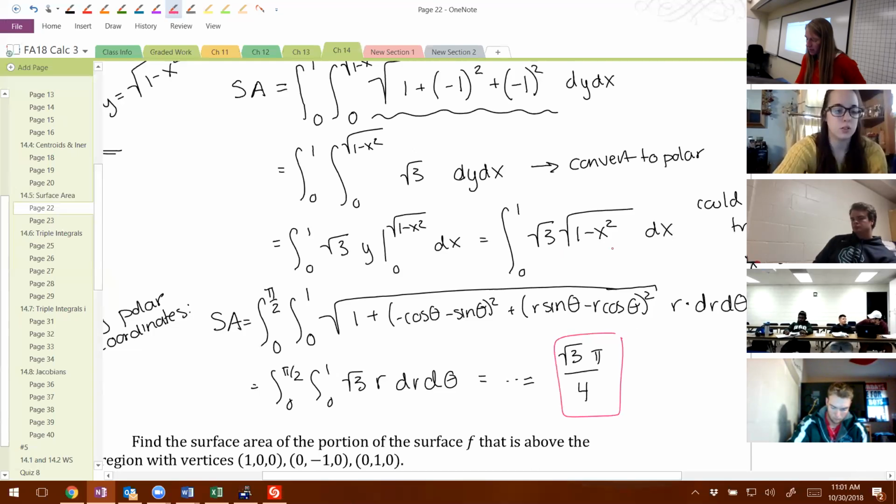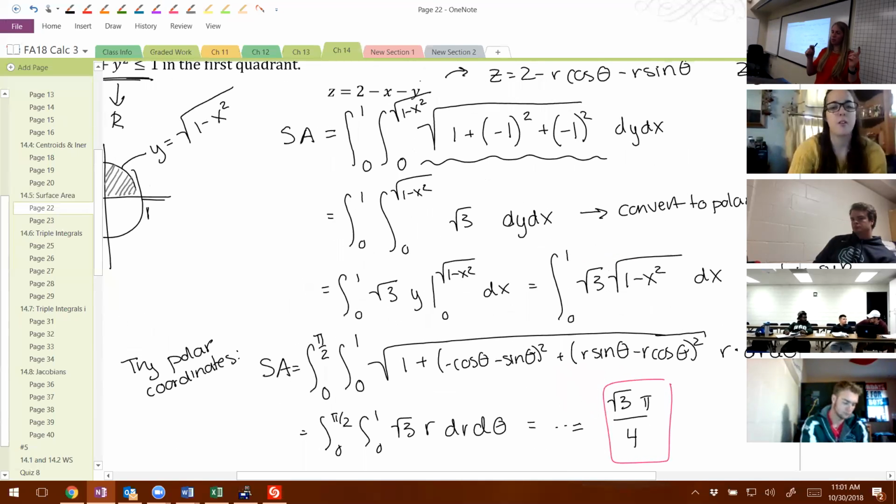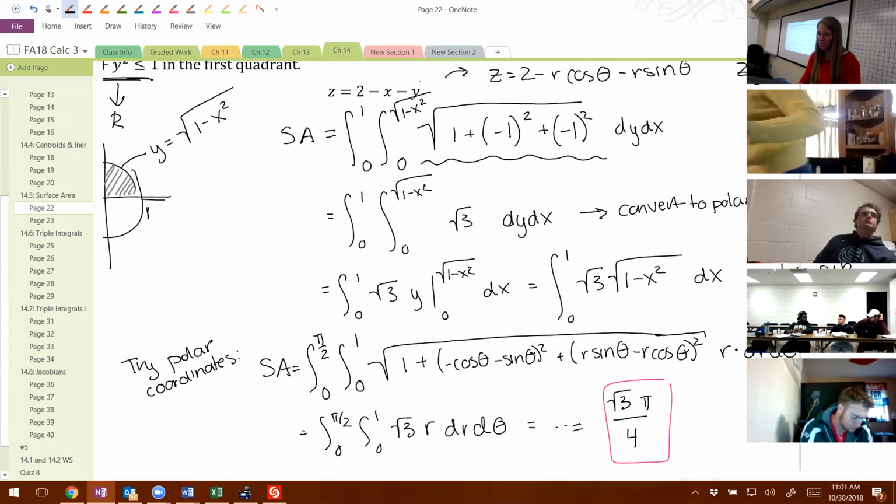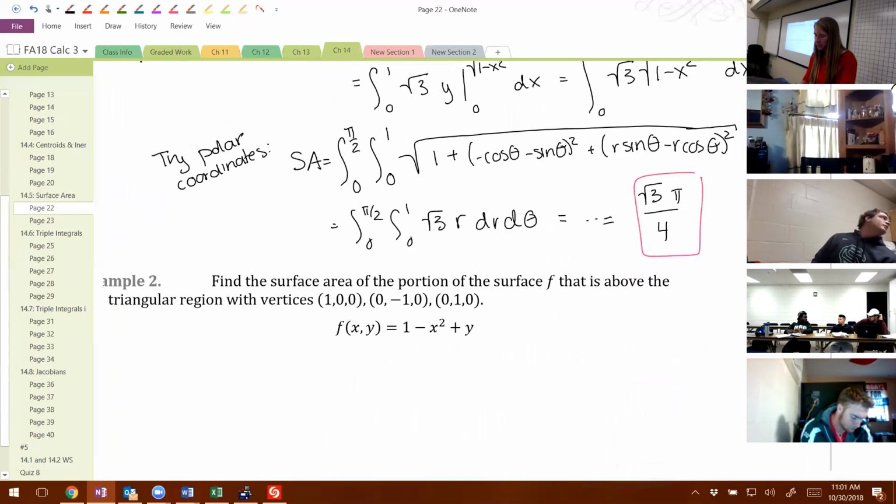Okay. So like I said, setup, make sure you understand the setup, whether it's in polar coordinates or rectangular coordinates, and then the answer we can approximate if it gets too difficult, which is going to happen a lot with these guys. You get some pretty nasty integrals with these sometimes.